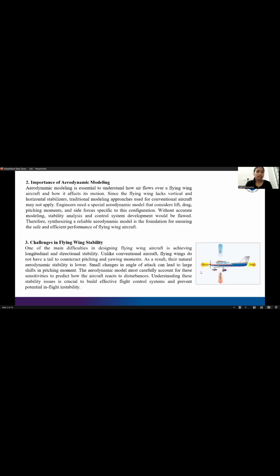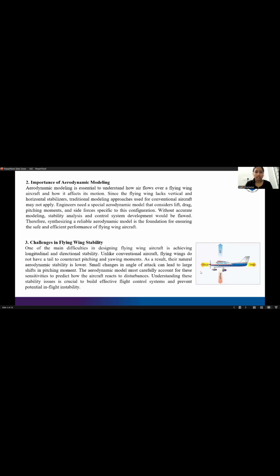Challenges in flying wing stability. One of the main difficulties in designing flying wing aircraft is achieving longitudinal and directional stability. Unlike conventional aircraft, flying wings do not have a tail to counteract pitching and yawing movement. As a result, their natural aerodynamic stability is lower.